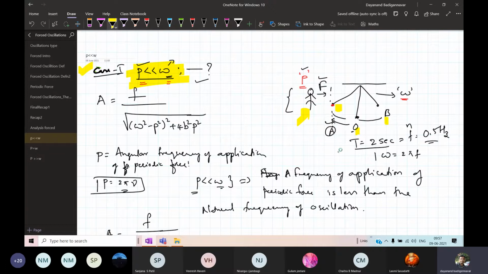When you apply the force F, whenever the oscillation reaches the point A, you are applying the force, but not at the same frequency as the frequency of oscillation of the swing. You are applying it at a lesser rate.